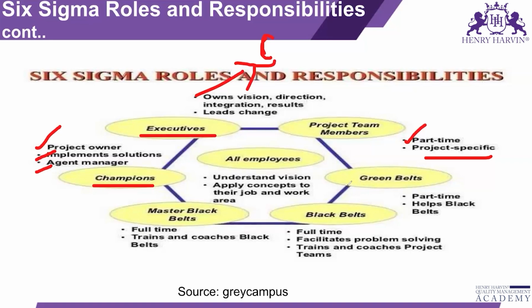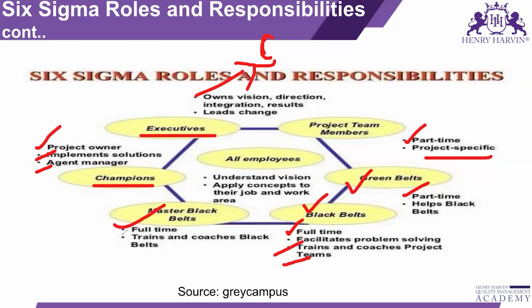Below that, we have the green belts and the black belts. Black belts are always full-time, but they work on multiple projects. True or false? Black belts are full-time, but they work on multiple projects. Very good. Correct. Green belts, they are part-time, but they do not work on multiple projects. They work on only one project. There's a probability that green belts also work on multiple projects. All right. They help the black belts. They give training and coaching.